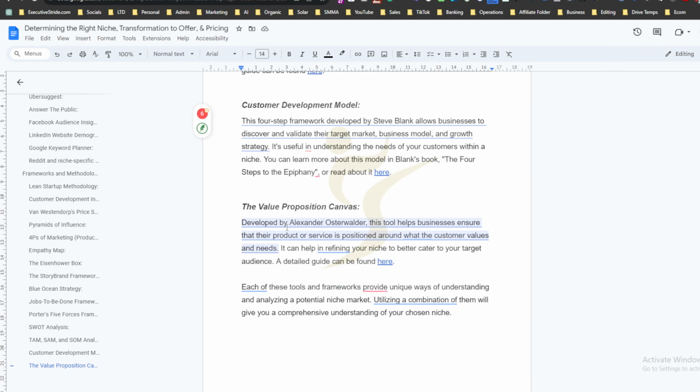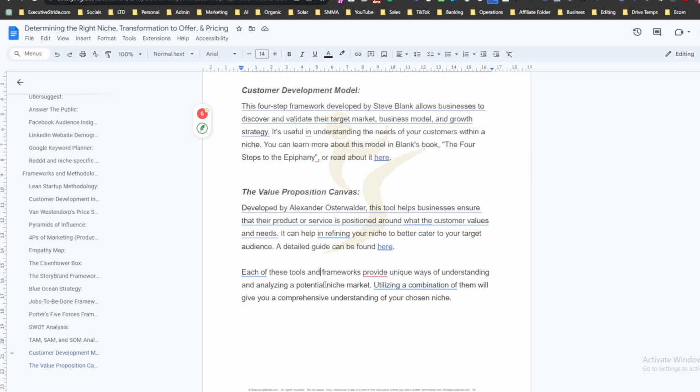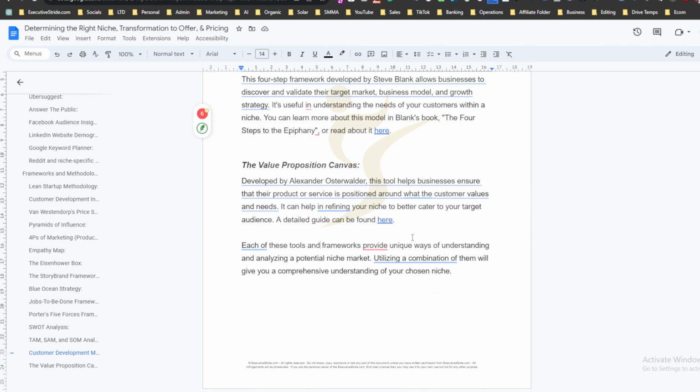All right, and then the value proposition canvas, developed by Alexander Osterwalder. This tool helps businesses ensure that their product or service is positioned around what their customers value and need. It can help in refining your niche to be better catered to your target audience. A detailed guide can be found here. Each of these tools and frameworks provides unique ways of understanding and analyzing a potential niche market. Utilizing a combination of them will give you a comprehensive understanding of your chosen niche.